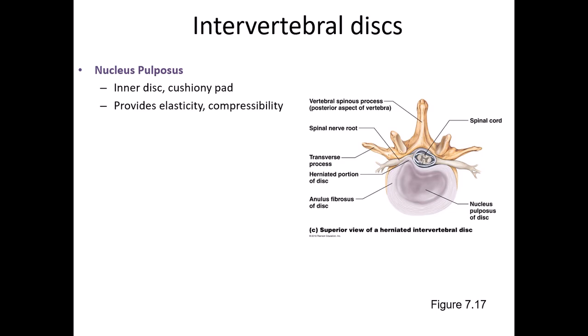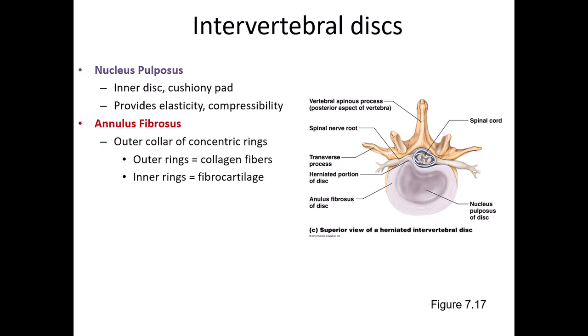It's a cushiony pad. It provides some elasticity and compressibility. It's like a shock absorber. It's going to take on the compressive forces that travel through the vertebral column. So remember, the bodies of the vertebrae are going to do the weight bearing and the weight transfer all the way down to the sacrum, to the pelvis, and then down to our lower extremity. So this part of the intervertebral disc is kind of like the shock absorber. It takes on those compressive forces.